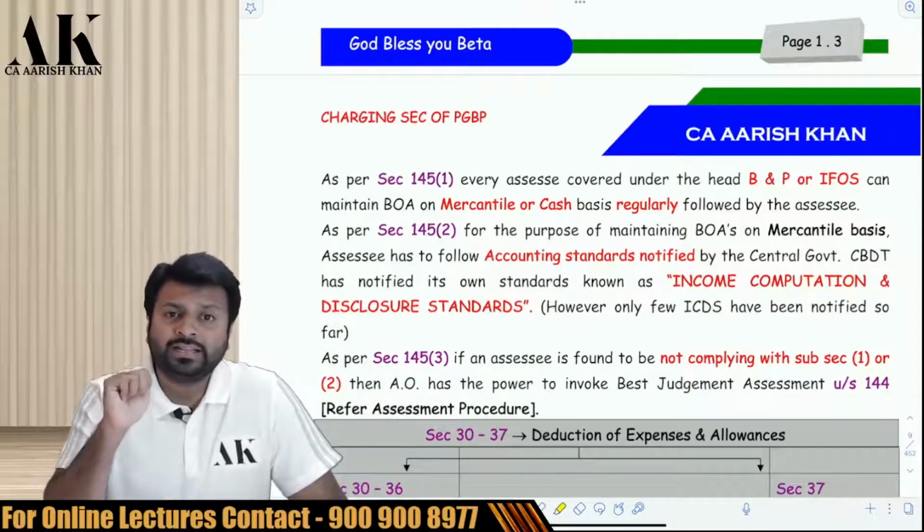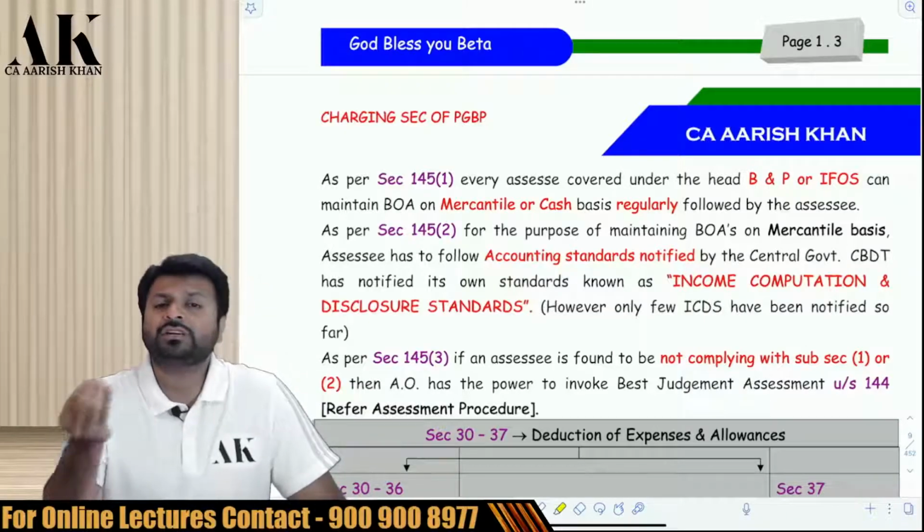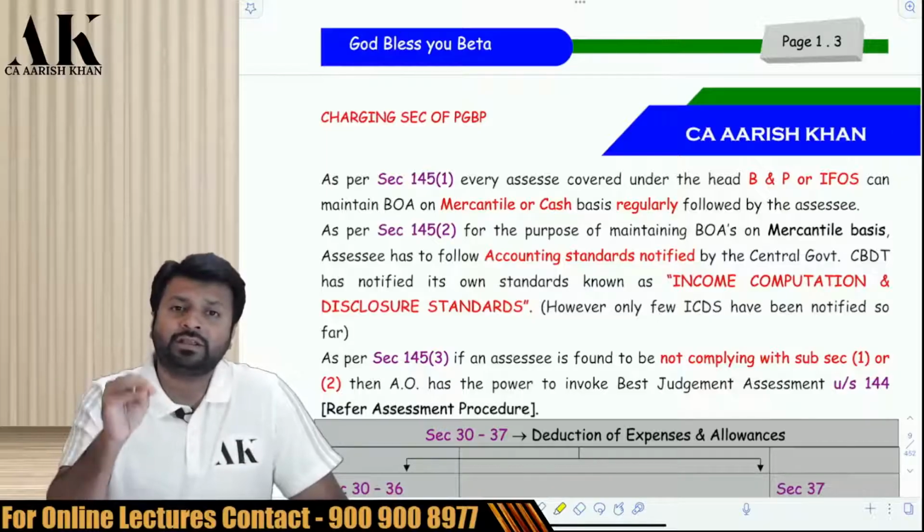If you are following the mercantile system, then there has to be some accounting standards. So, what should be the accounting standards? The accounting standard should be the one which is notified by the Government of India. Now, what is notified by the Government of India? What is notified by the Government of India is ICDS. So, you have to follow the accounting standards as per ICDS if you are following the mercantile system.